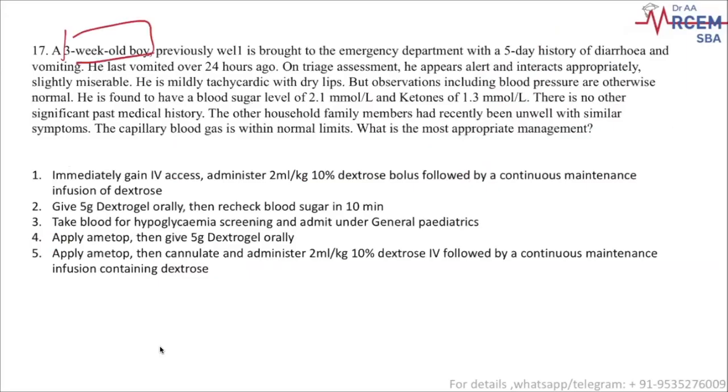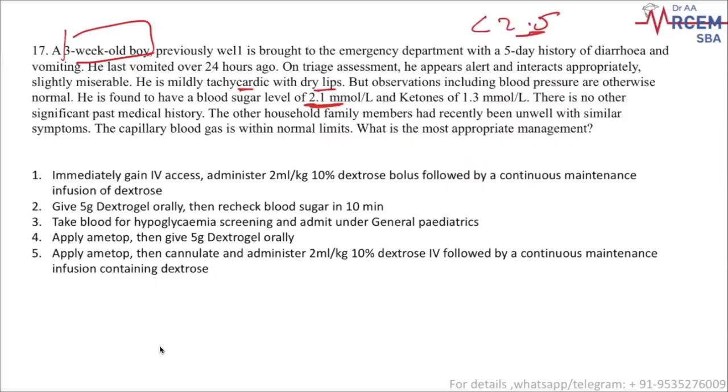An infant, 3 weeks old, brought to the ED with a 5 days history of diarrhea and vomiting, has vomited 24 hours before triage. He's alert and interacting. Tachycardic, dry lips are seen. Blood pressure is otherwise in the normal range. Sugar value is low, 2.1. Anything less than 2.5 we treat in the pediatric age group.